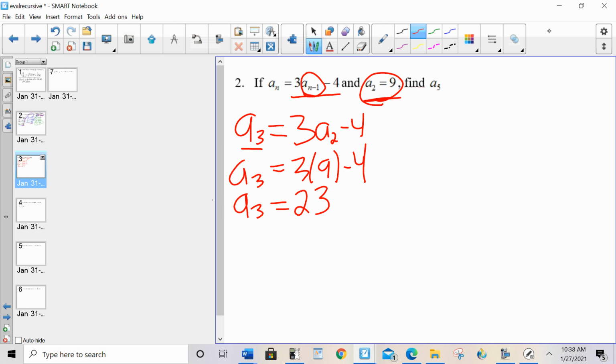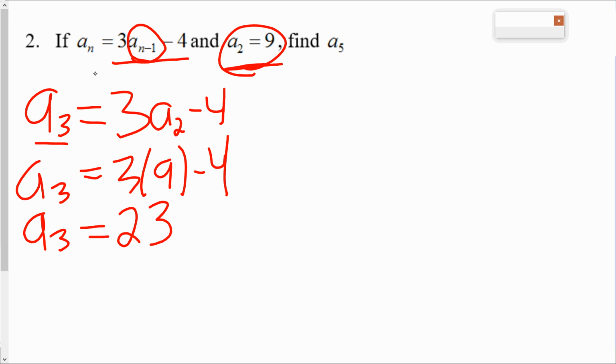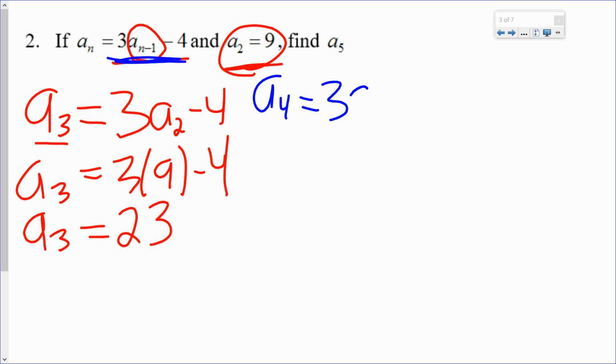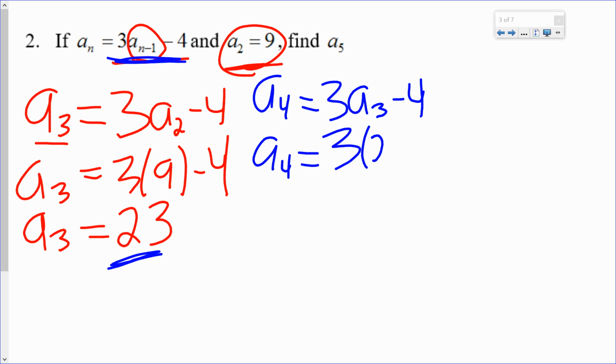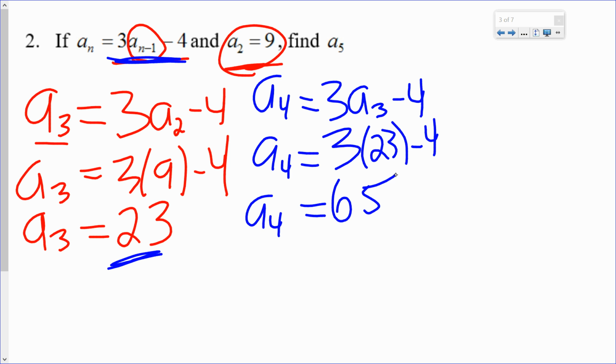Now that I have the third term, I can find the fourth term. The fourth term is going to be 3 times the previous term, which is a_3, minus 4. So a_3, the third term I just found in the previous one, is 23. You can use your calculator if you need to evaluate this. 3 times 23 is 69, minus 4 is 65.